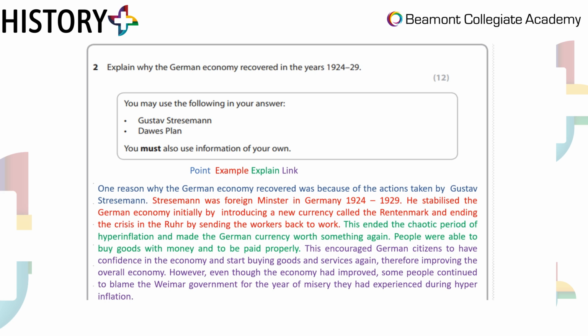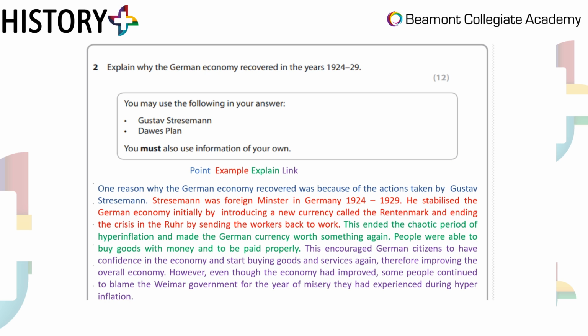So we can see my explanation here, so this is getting up onto the AO2, the assessment objective 2 about explanation. This ended the chaotic period of hyperinflation and made the German currency worth something again. People were able to buy goods with money and be paid properly. I'm then going to link it to the question to get the very best marks. This encouraged German citizens to have confidence in the economy and start buying goods and services again, therefore improving the overall economy. However, even though the economy had improved, some people continued to blame the Weimar government for the year of misery they had experienced during hyperinflation. So I've linked it to the question and even managed to say how actually not everybody was happy with the government, even though the economy had recovered.